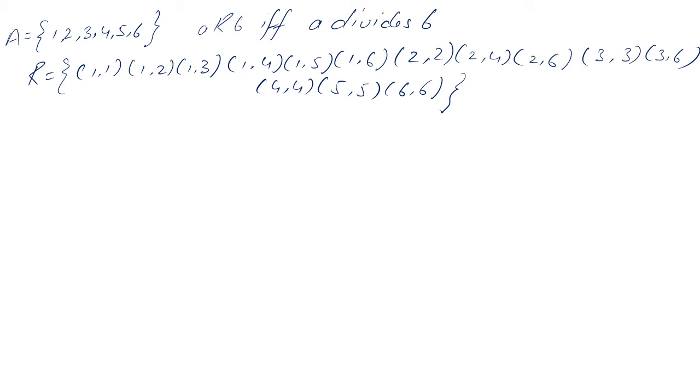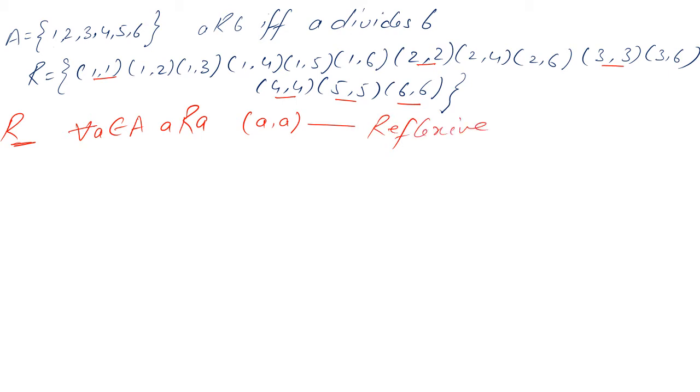Let's first check the reflexivity property. What does the reflexivity property say? Every element of A should be related to A. That means the pair (A, A) should be there. Now what are the elements? 1, 2, 3, 4, 5, 6. We can see (1,1) is there, (2,2) is there, (3,3) is there, (4,4) is there, (5,5) is there, (6,6) is there. So I can say that this is a reflexive relation.